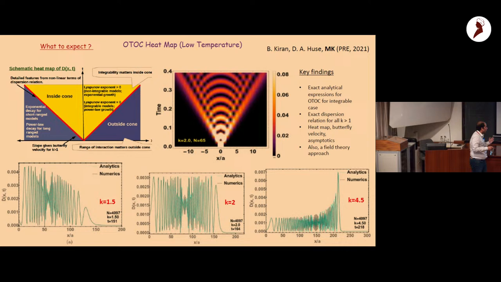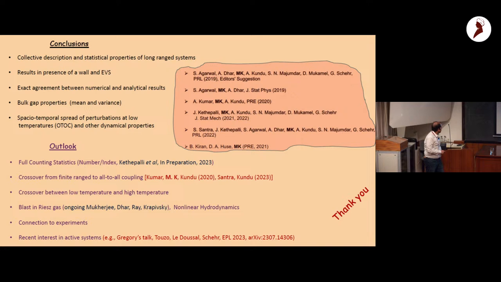So let me just end here by concluding that we started with collective description and statistical properties of long-range systems. We showed results in presence of a wall and extreme value statistics. There is very good agreement between numerics, being Monte Carlo numerics, and analytical results, being basically from saddle point solutions for field theory. And then we studied bulk gap properties, some spatiotemporal spread of perturbations. We are also computing full counting statistics, basically statistics of number of particles in a given domain. This is something which we are trying to finish.